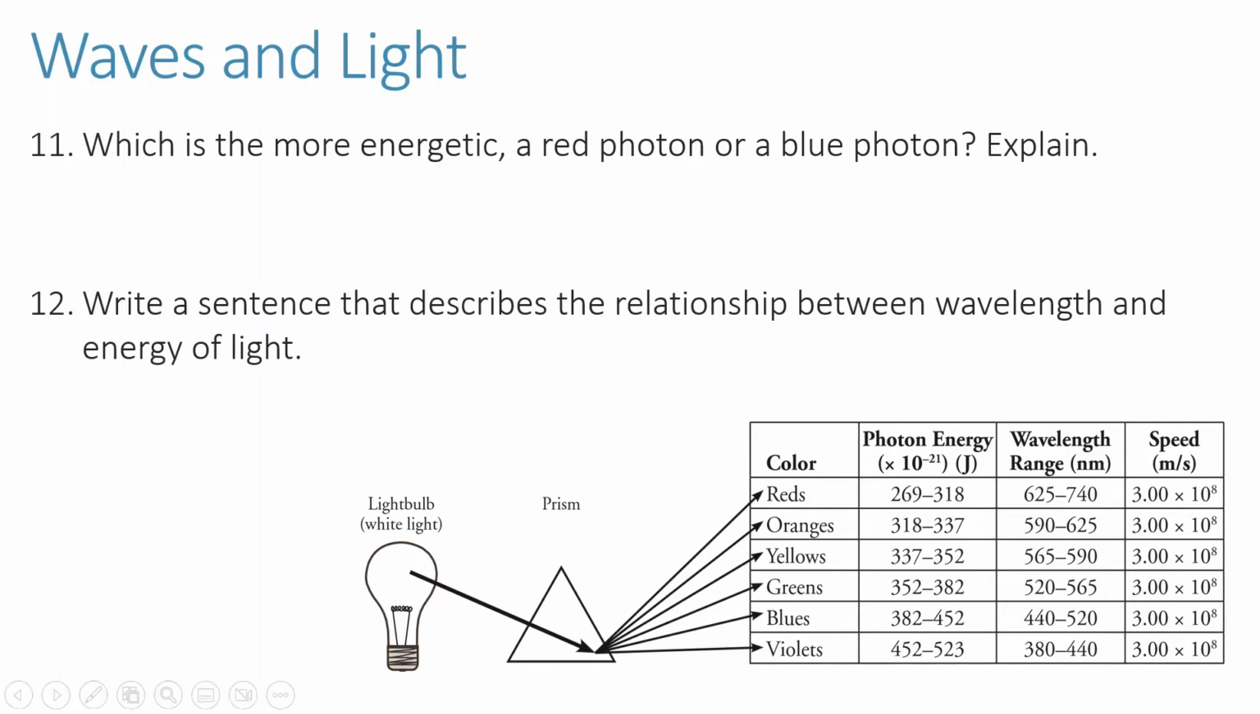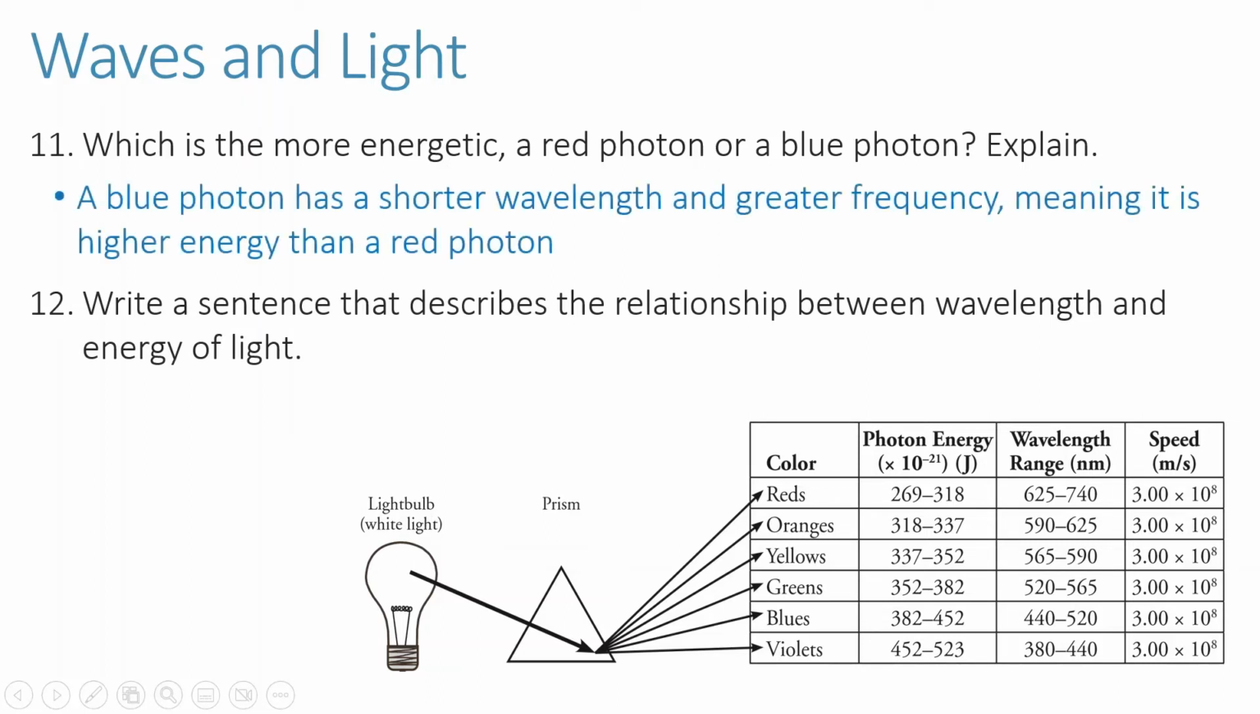Which is more energetic, a red photon or a blue photon? A blue photon has a shorter wavelength, which means it has a higher frequency. So it must be higher energy than a red photon. Remember that as frequency increases, energy increases. And as wavelength decreases, frequency will increase. So, transitively, we can say that shorter wavelength means higher energy.